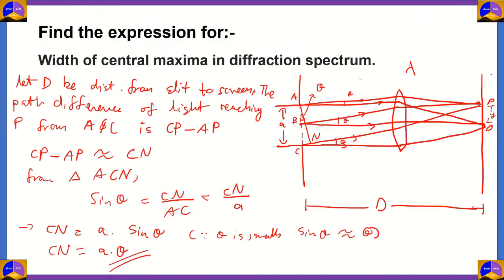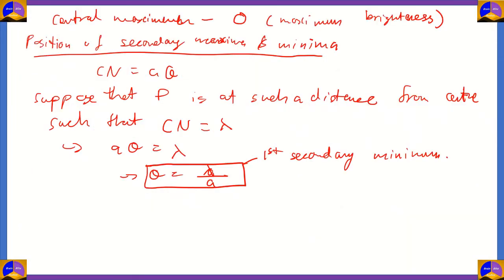Now, in the diagram, we notice that B divides the slit AC into two equal halves. So imagine slit AC being split into two equal halves, AB and BC. Then the wavelets from corresponding points of the two halves will have a path difference of lambda by 2. So that means at AB and BC, the path difference can be written down as lambda by 2.